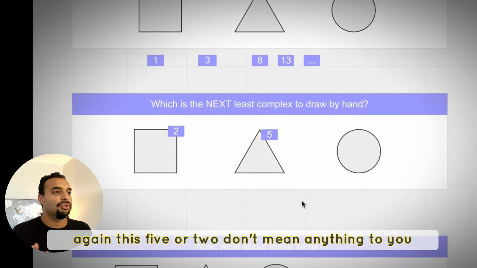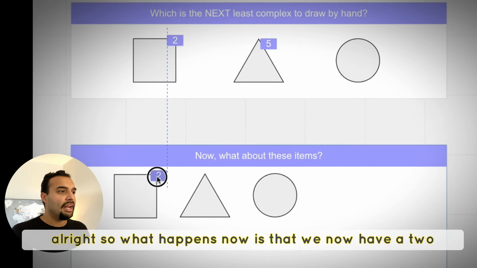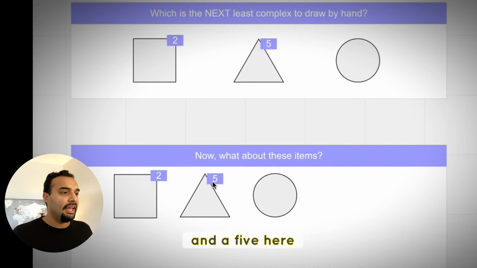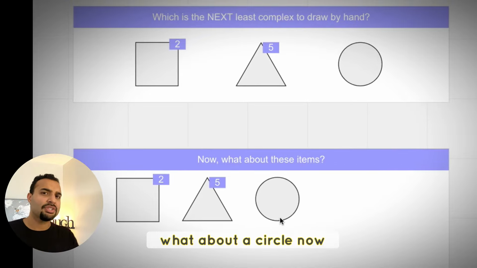Again, this 5 or 2 don't mean anything to you. I'm just going to do that. All right, so what happens now is that we now have a 2 and a 5 here. And I said, well, what about a circle now?